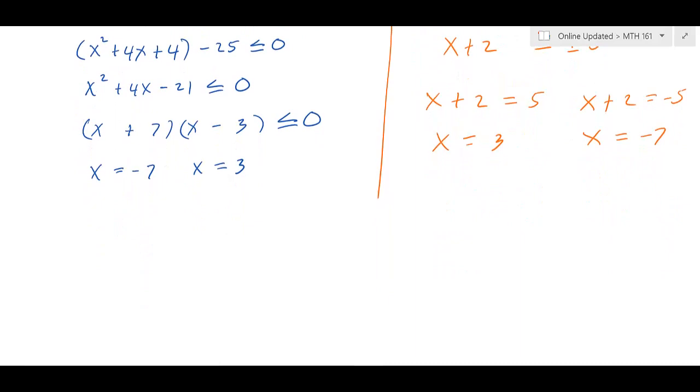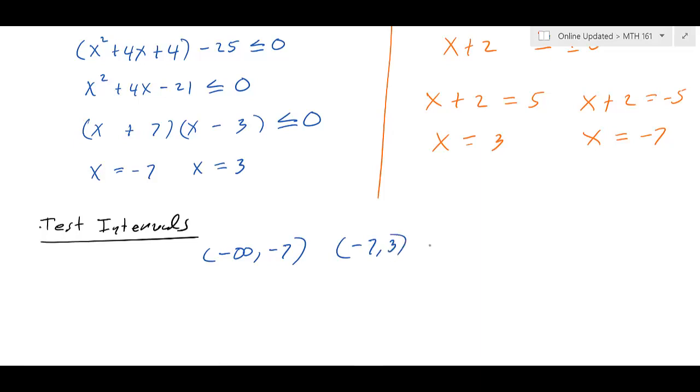So once we get the zeros, or these key points of negative 7 and 3, we once again want to identify your test intervals. So that means we're going to start at negative infinity. So it's negative infinity all the way up to negative 7, and then from negative 7 to 3, and then from 3 to infinity.